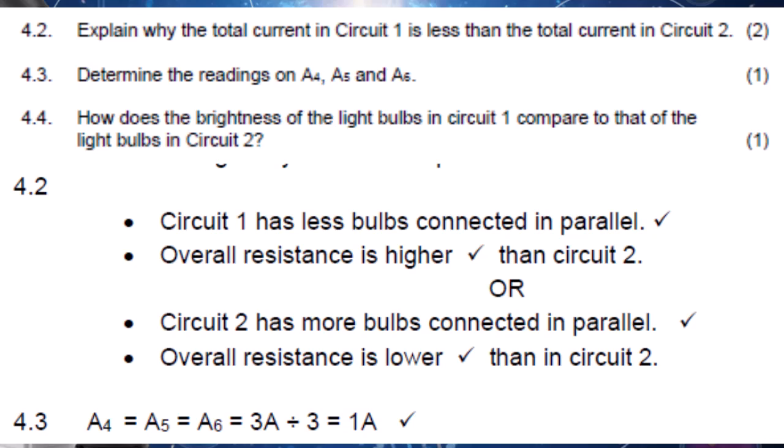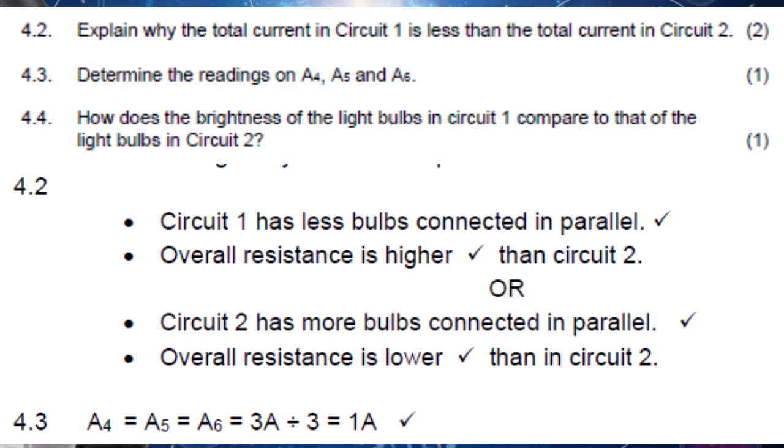Got it. Okay, Q4.3 is a calculation. In circuit 2, the total current from the battery is 3 amps. It splits between 3 identical bulbs connected via ammeters A4, A5, and A6. What does each ammeter read? If the bulbs, and therefore the branches, are identical, they have the same resistance. This means the total current will split equally among them. So 3 amps total divided by 3 branches. Each branch gets 1 amp. So A4 reads 1A, A5 reads 1A, and A6 reads 1A. Simple division as long as the branches are identical.